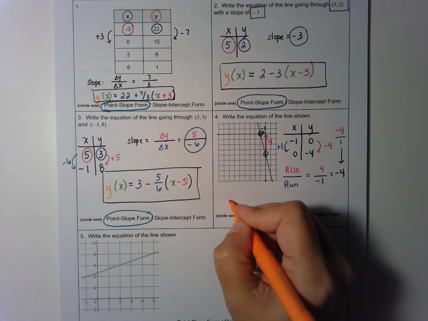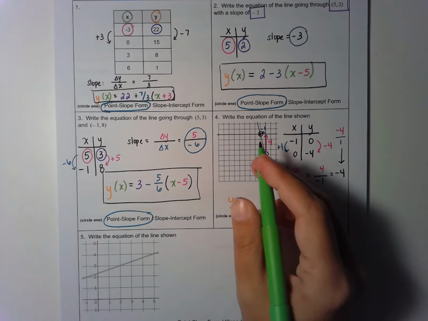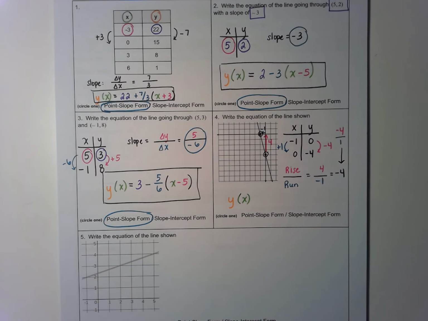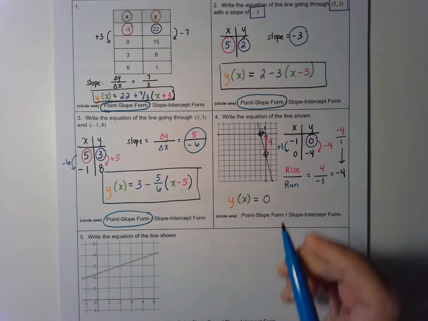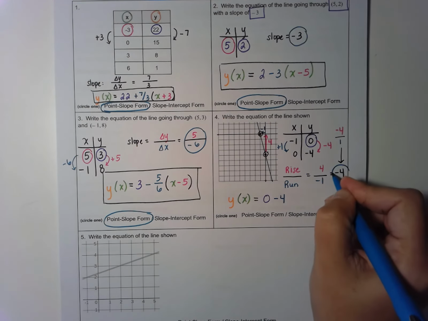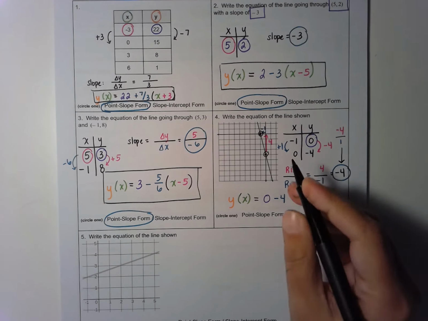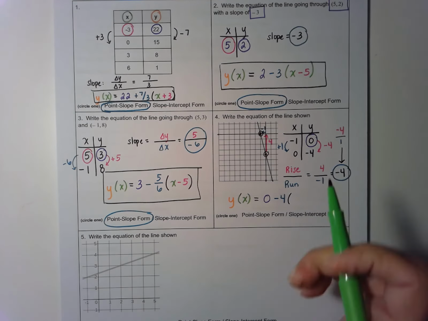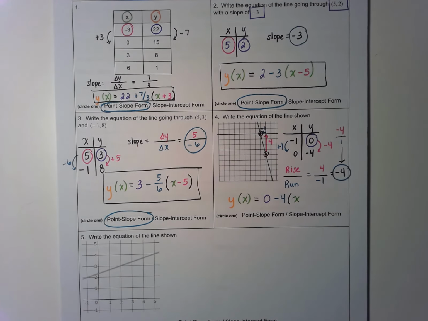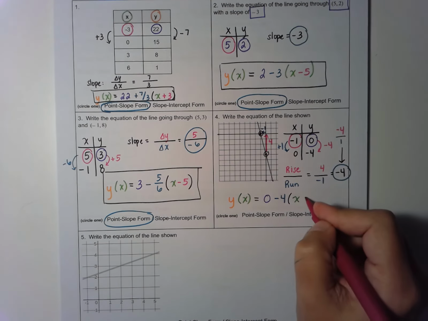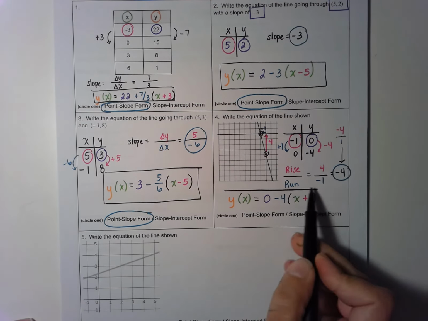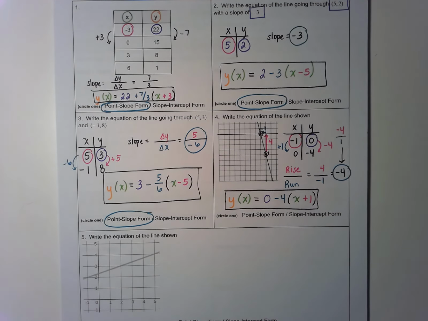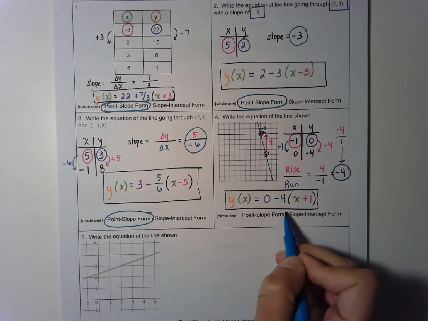My equation would start y of x equals my starting value, which is 0, and then my pattern, which is -4, and then parentheses x, and then I need to adjust to get back to 0, so I would put +1. And that would be my equation. Now again, since my equation did not start with 0, this is called point-slope form.